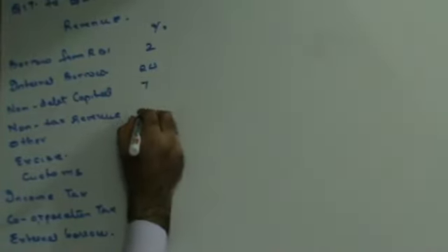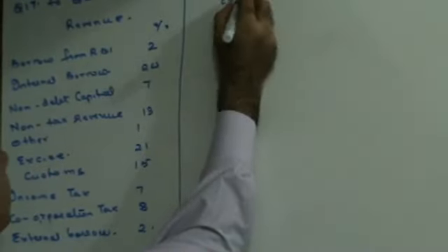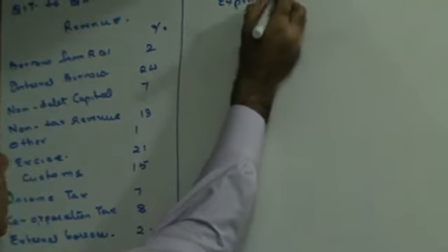In terms of percentage, this is 2%, 24%, 7%, 13%, 1%, 21%, 15%, 7%, 8%, and 2%. Okay, so this was your data regarding revenue. Next, they have also given you data regarding expenditure. Where is it that the government is spending money?